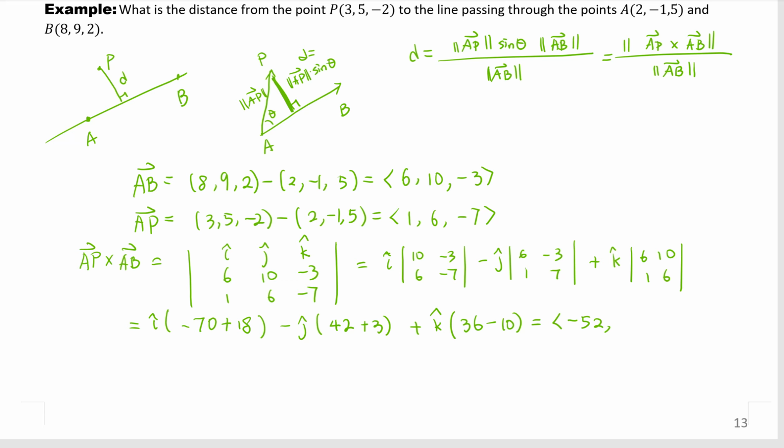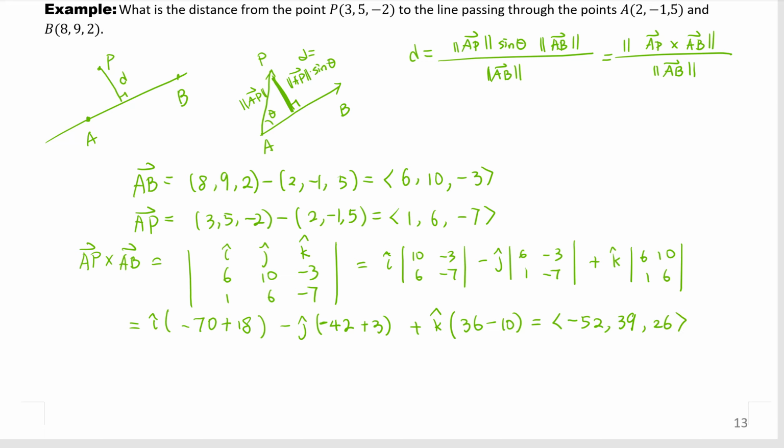And then, let's see here. And here, I realized that there's a mistake again. You see, it should be minus 7 here. Okay, sorry about the negatives. So this is negative, then it's minus 39, but becomes plus 39. And then 36 minus 10 is 26.